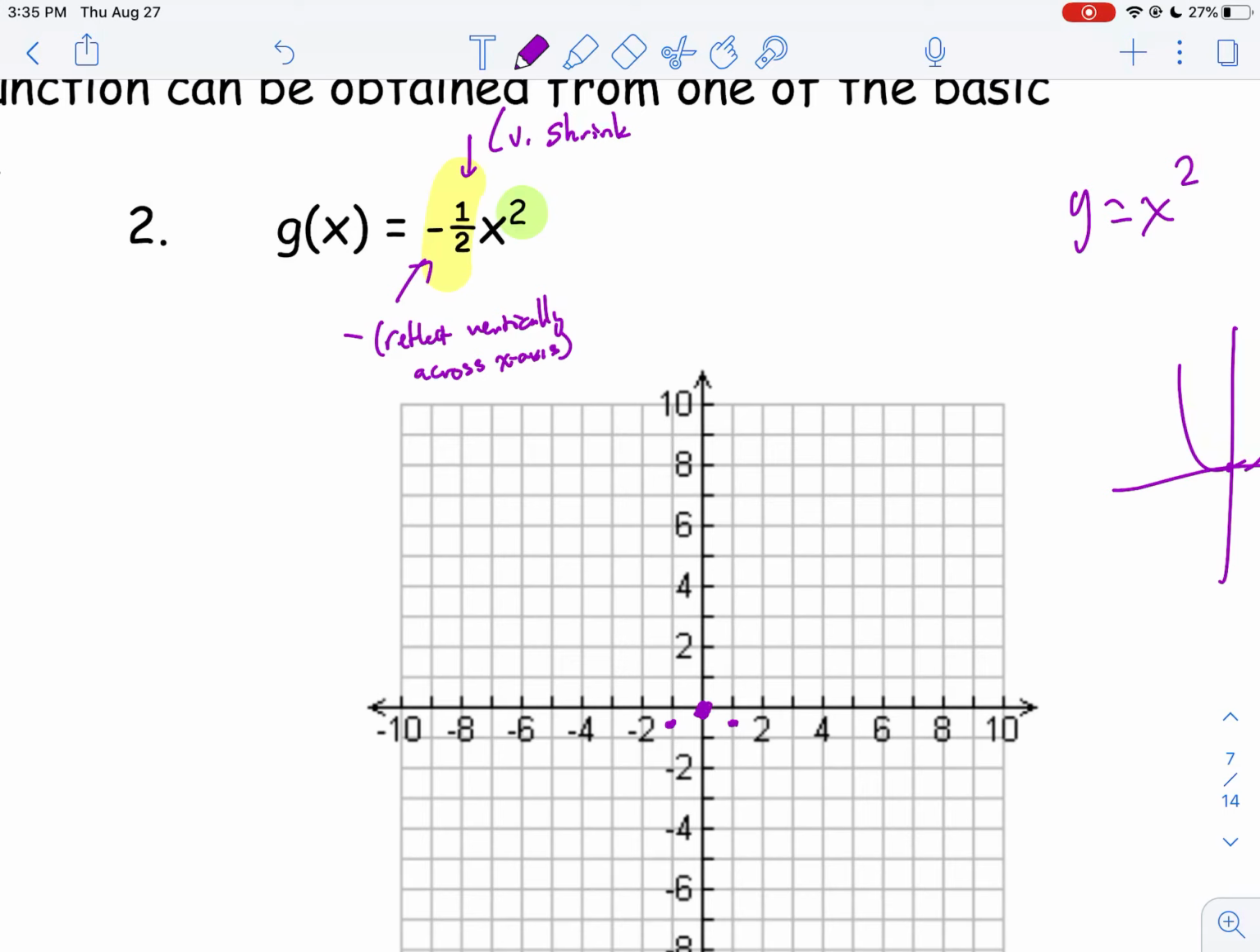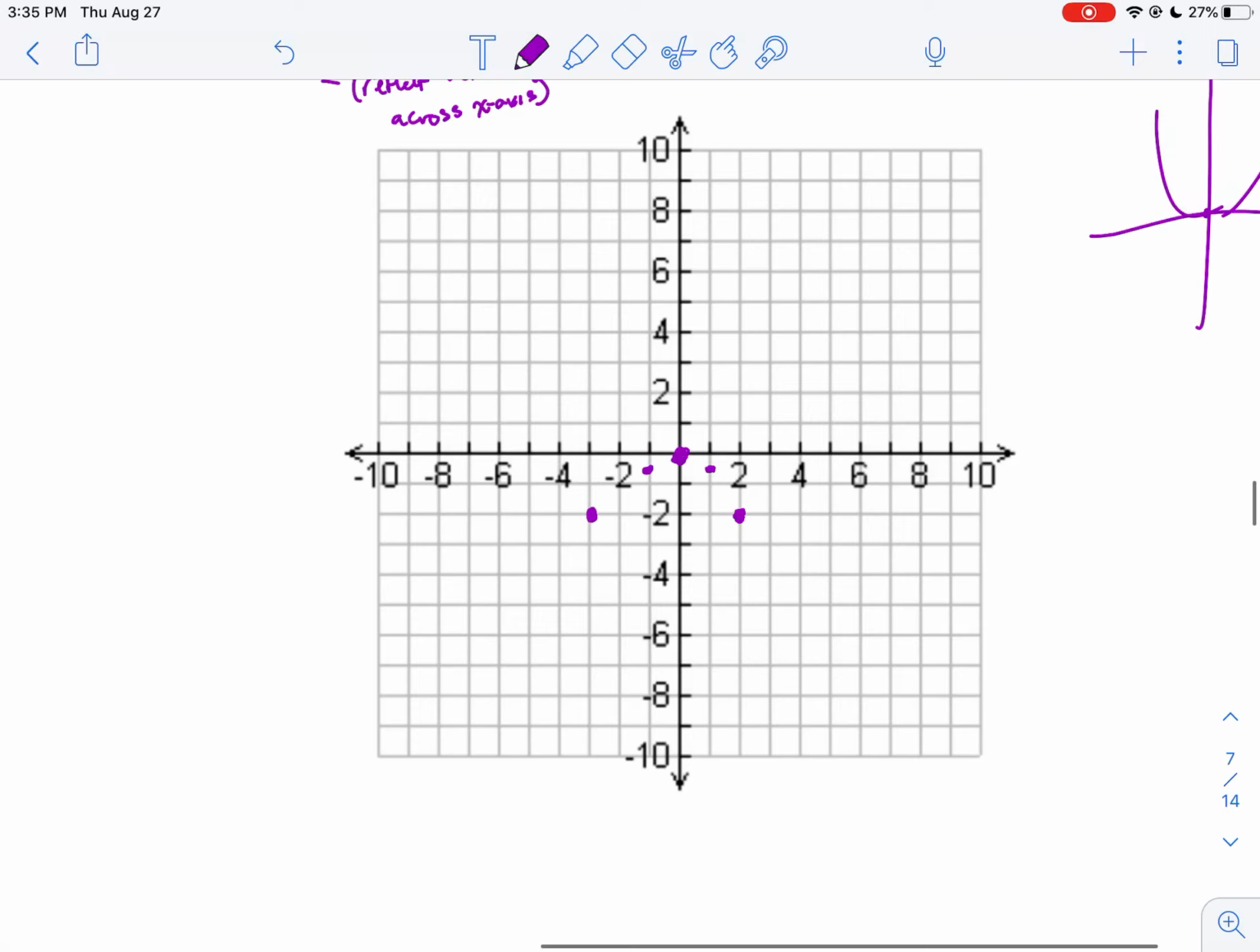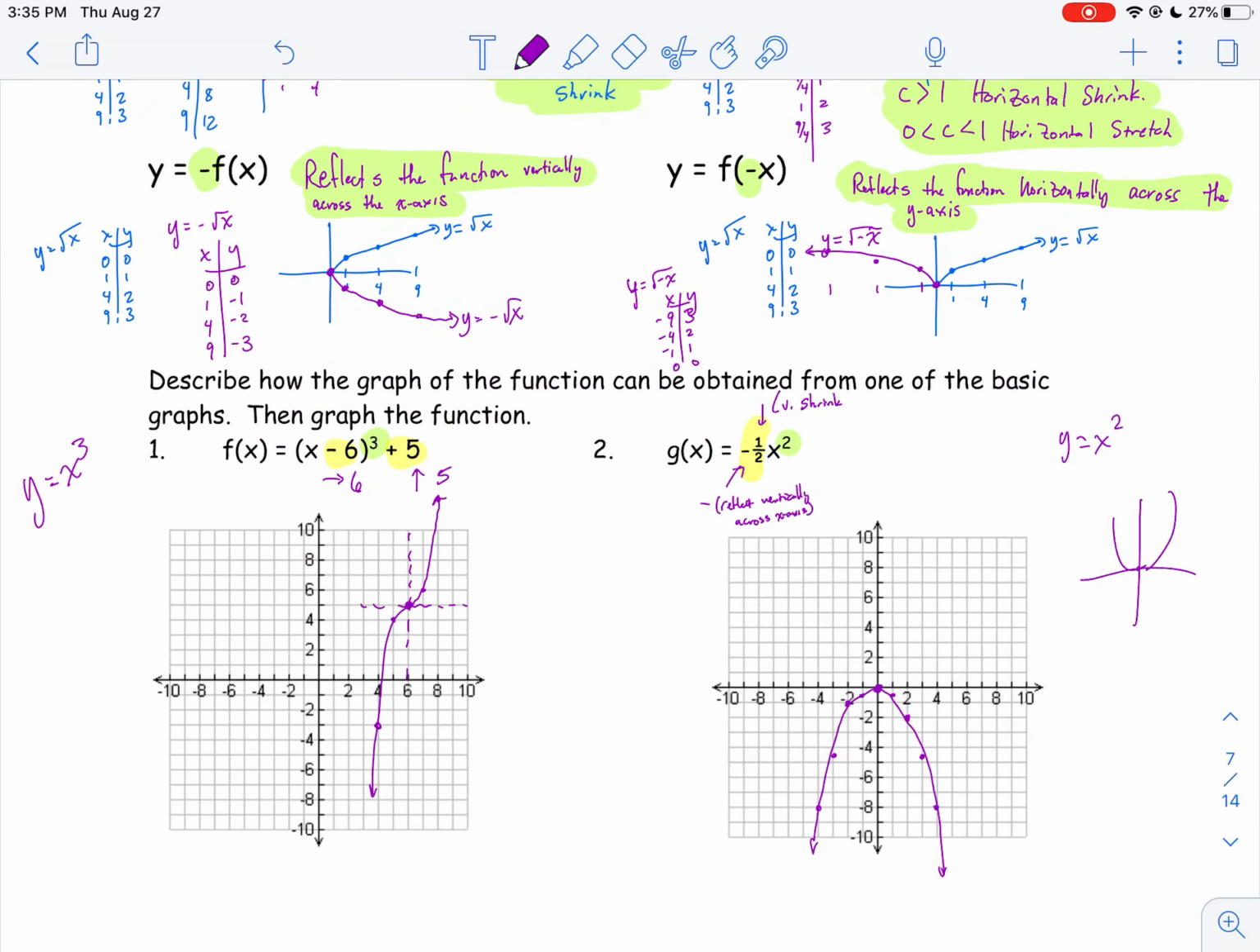Normally I would go over 2, up 2 squared, which is 4, but I need to go down 4, but only half that much because of the times 1/2. And if you wanted to, you could go over 3, and instead of going down 9, we need to go down 4.5. Oops, I'm off a point here. And 4 squared would be 16, half of that would be 8. And so hopefully this is helpful for you to see how we can quickly get a graph from here.